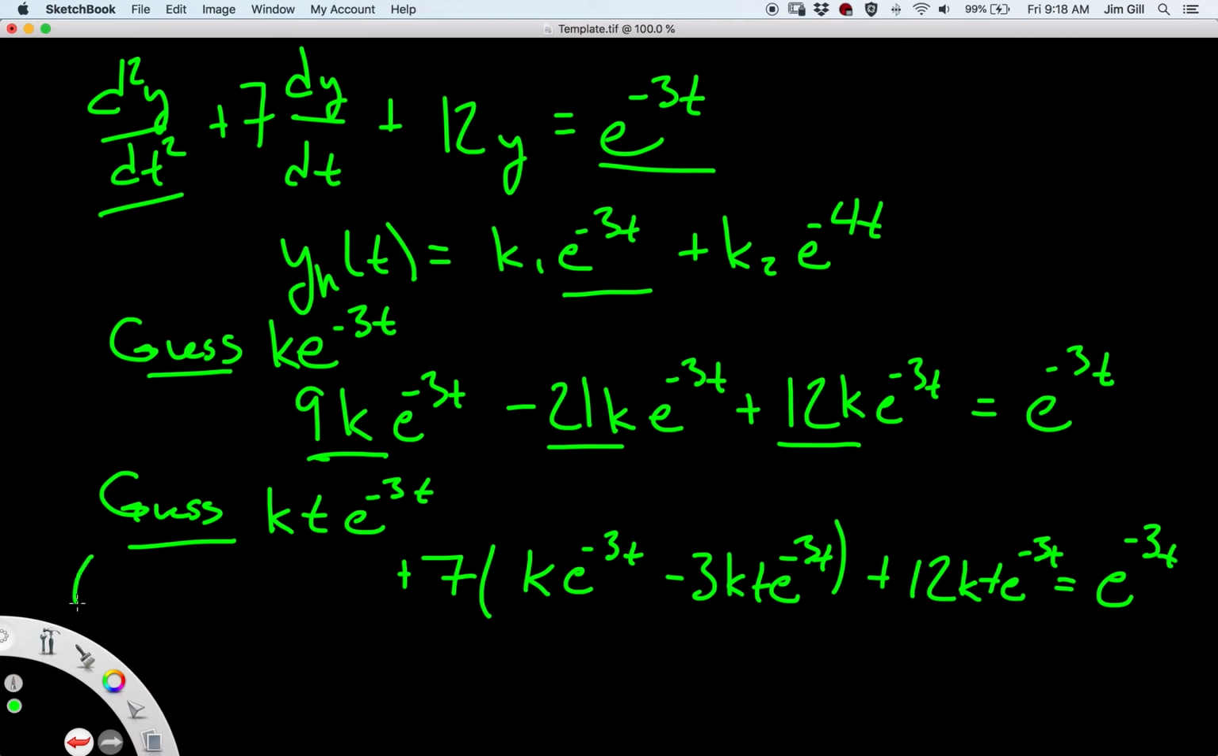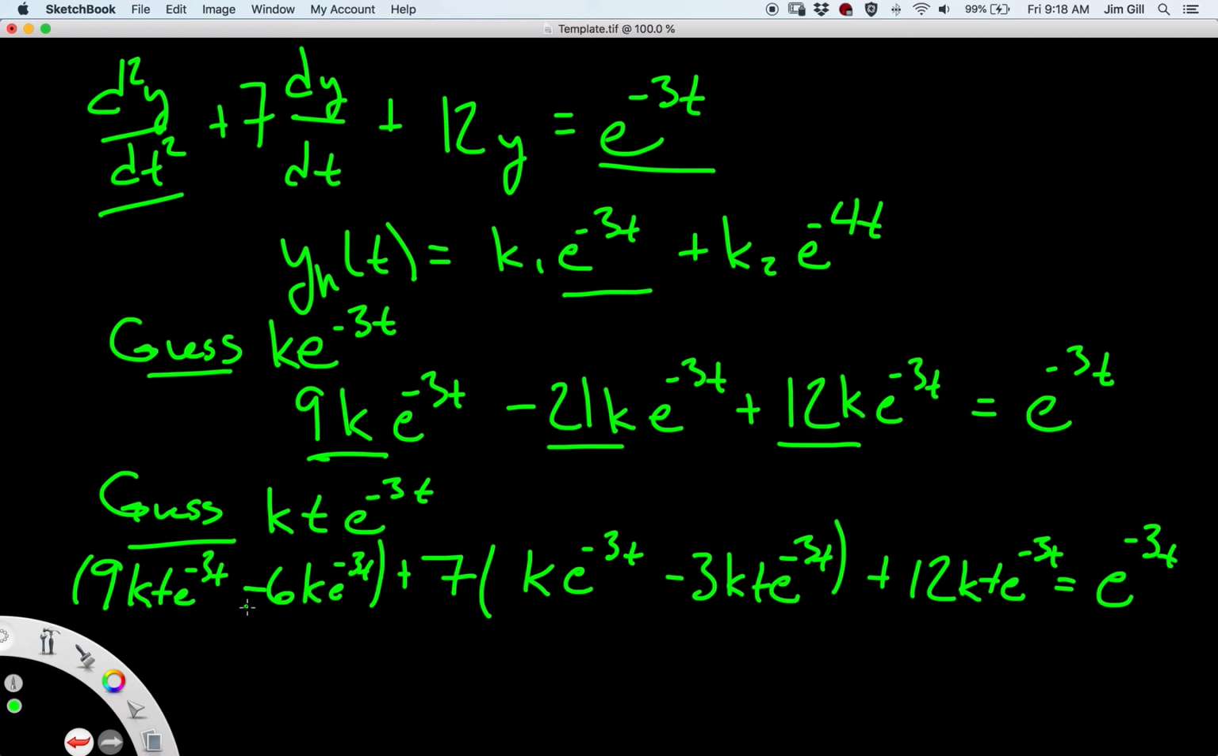The second derivative then is going to be, let's see, we get 9 kt e to the minus 3t minus 6k e to the minus 3t. Now I've simplified it already, right? We get a negative 3k e to the minus 3t, and here we get another negative 3k e to the minus 3t when we differentiate t. Then when we differentiate the e to the minus 3t, we get this positive 9k term.